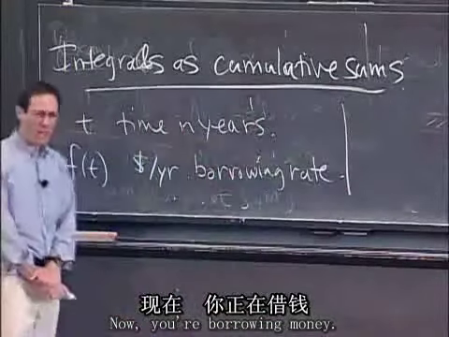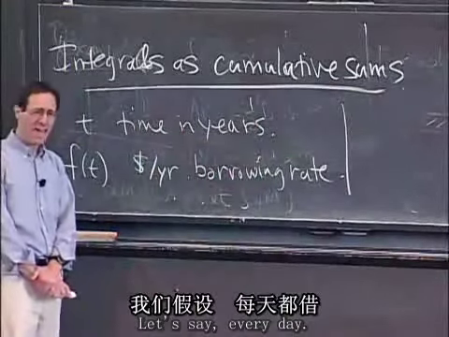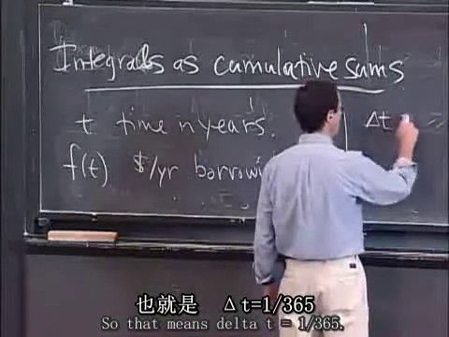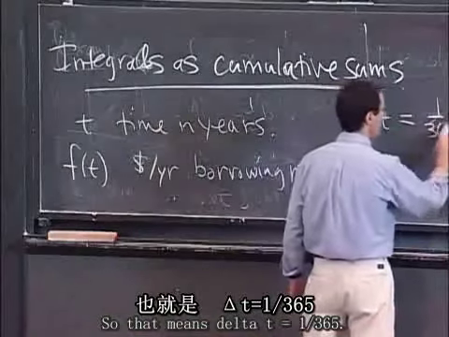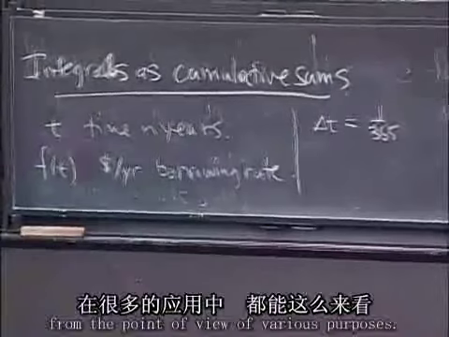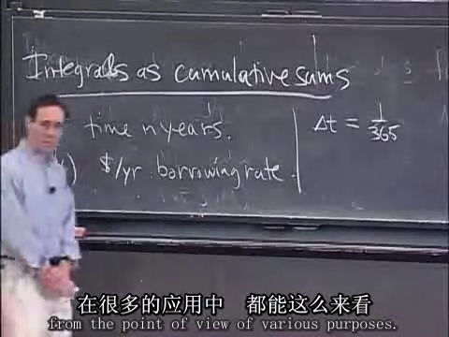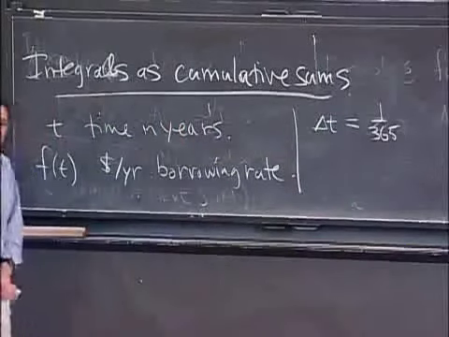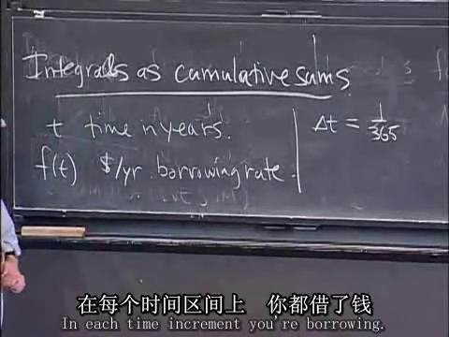Now, you're borrowing money, let's say, every day. All right? So that means delta t is 1 over 365. That's almost 1 over infinity from the point of view of various purposes. All right? So this is how much you're borrowing in each time increment.